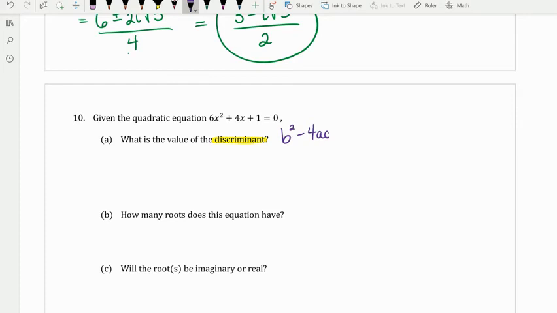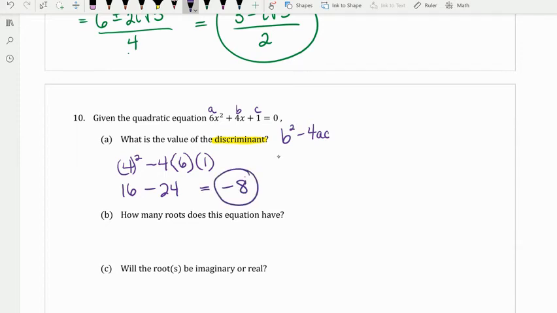So to get the value of the discriminant, here's my a, b, and c. So b squared would be 4 squared minus 4 times a is 6 times c is 1. 4 squared is 16, and then negative 4 times 6 is negative 24. Negative 24 times 1 is negative 24. And then 16 minus 24 would be negative 8. So the value of the discriminant is negative 8.